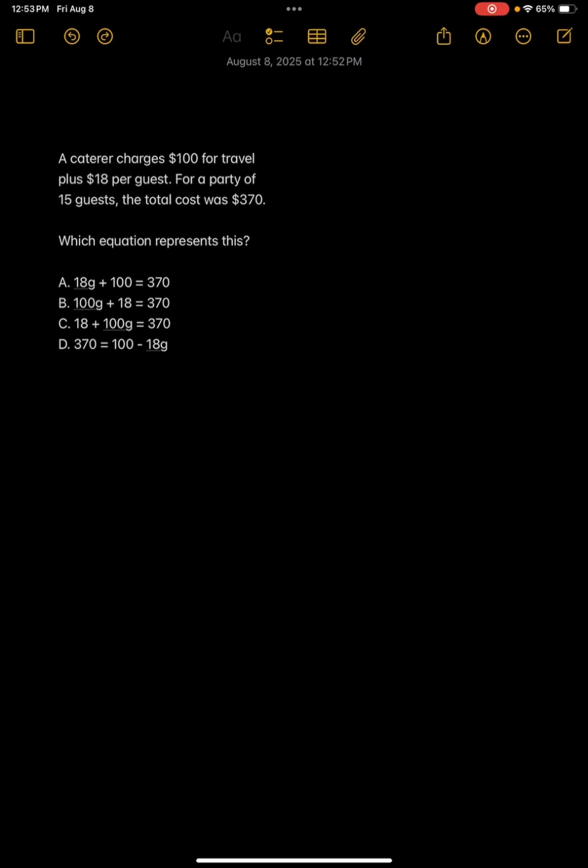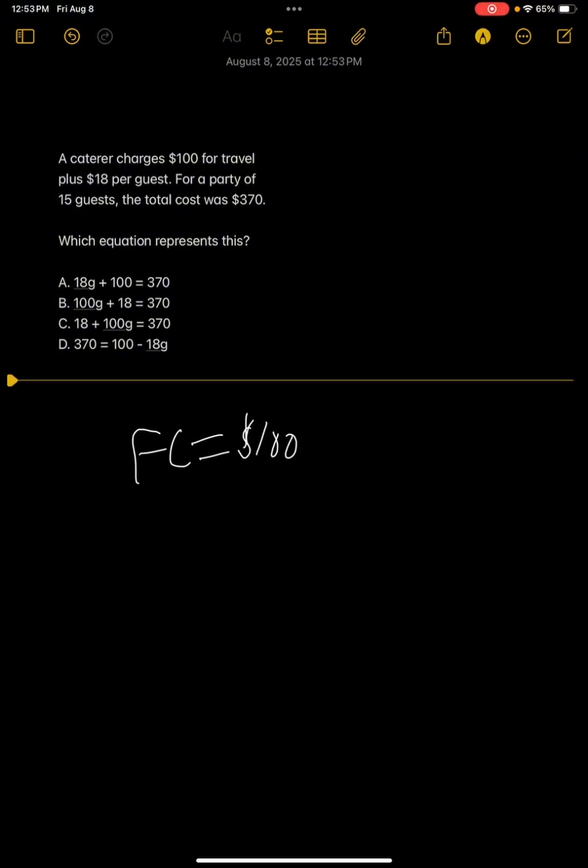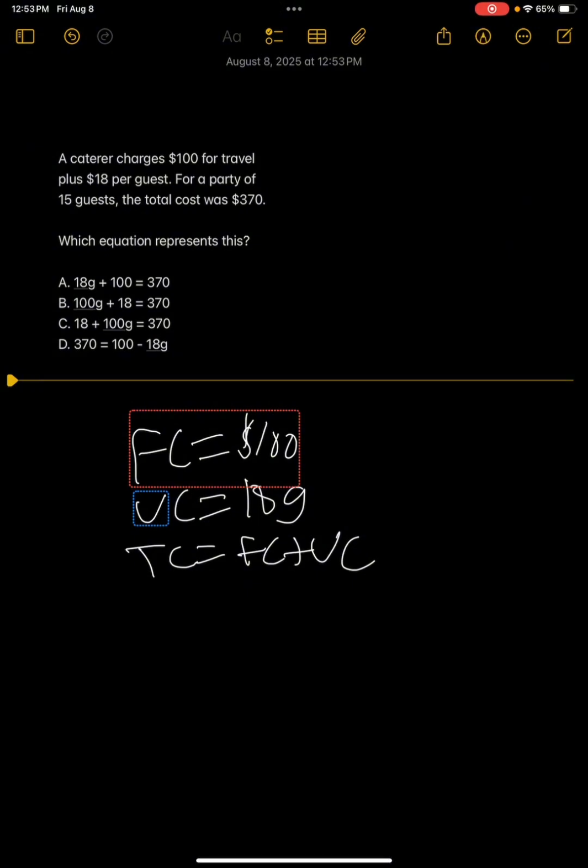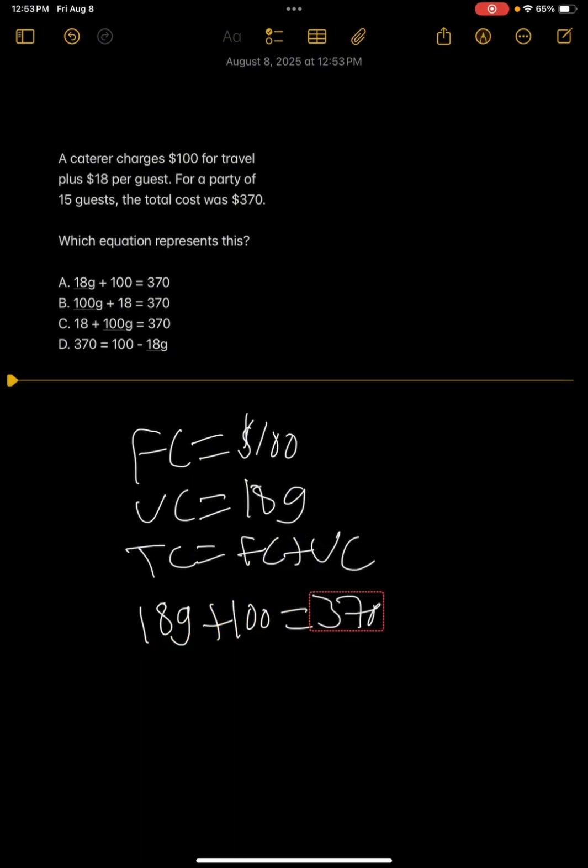Again, we always want to write down what our variables are, interpreting what's being told to us. So again, we know that no matter what, we're going to have a fixed cost of $100. Our variable cost is going to be $18 per guest, so that's 18G. Our total cost is going to be our fixed cost plus our variable cost, and we already know what our total cost is. It is $370. So the equation that would represent this is actually A, 18G plus 100 equals 370.